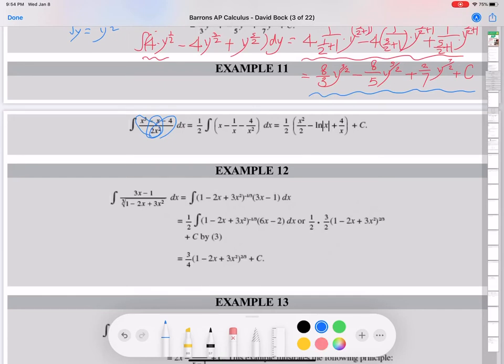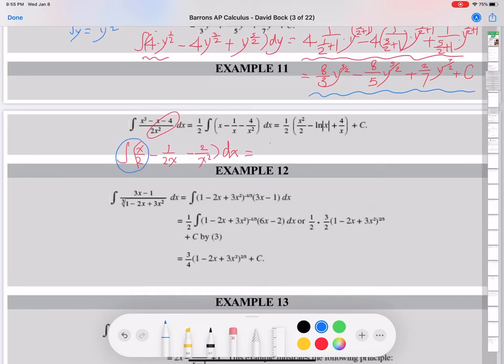So the integral of x cubed over 2x squared, that is x over 2. And then the second term, negative x over 2x squared, so minus 1 over 2x. And then negative 4 over 2x squared, so negative 2 over x squared. Okay, just find that integral. Find each term's integral.